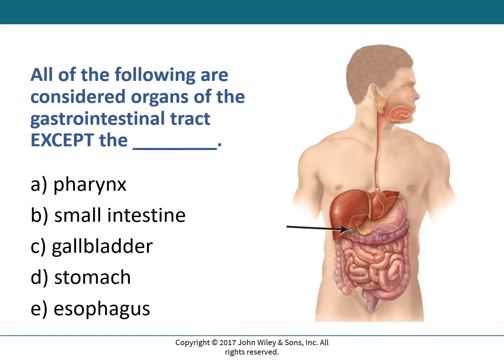So we're finishing up this section, and I'm going to ask you one question to see if you remember what we talked about earlier. All the following are considered organs of the gastrointestinal tract except for, and I actually am pointing at it here. The answer is gallbladder. The gallbladder is considered an accessory organ, but it's not a GI tract organ.